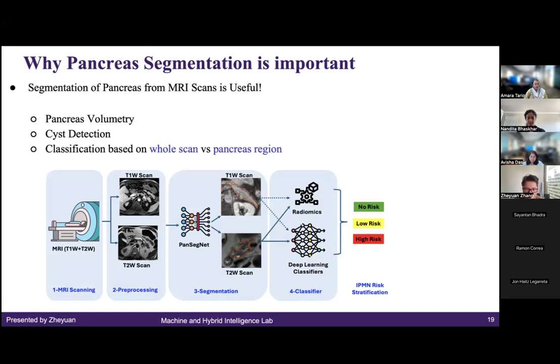It will also be very helpful in classification, like the classification of some tumor gradings, like the IPMN risk classification task. And if you don't segment this pancreas inside and you use the whole volume, then the classification algorithm, particularly when the patient sample is relatively small, will introduce a significant overfitting problem in the whole scan.